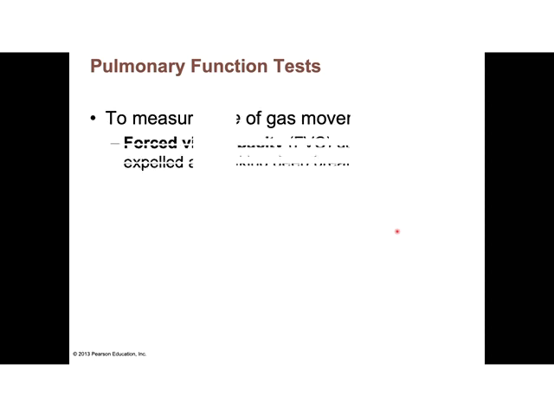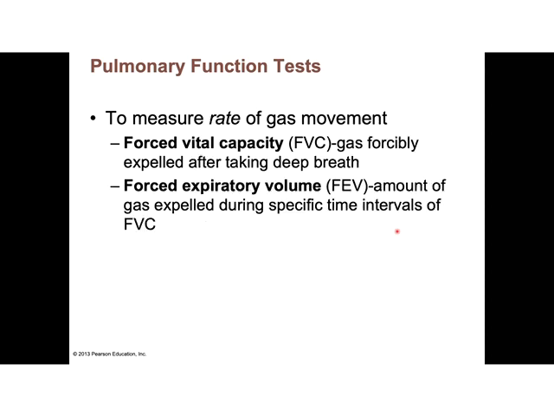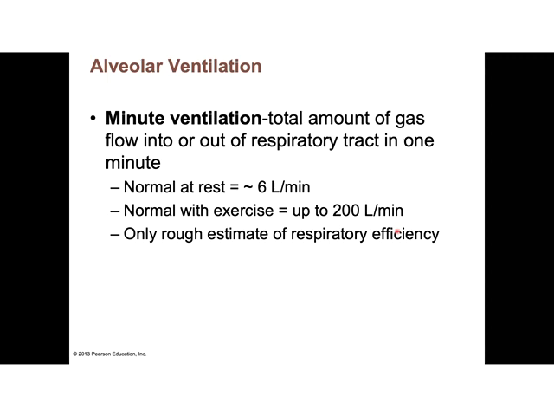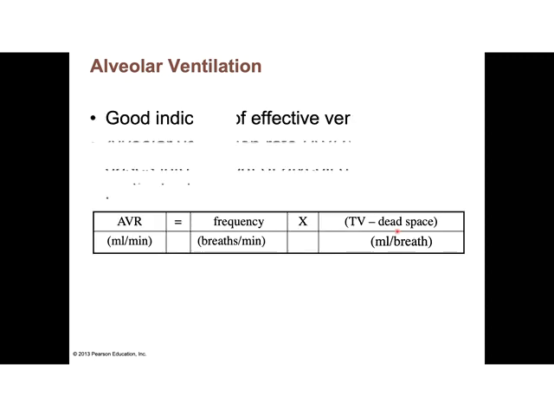To measure the rate of gas movement, we can take a forced vital capacity and a forced expiratory volume. Your forced vital capacity is the gas that's forcibly expelled after a deep breath, and your forced expiratory volume is the amount of gas expelled during specific time intervals of the forced vital capacity. Your minute ventilation is the amount of gas that you move in or out of the tract in a minute. Normal at rest is about 6 liters a minute. With exercise, about 200. It's a rough estimate of efficiency.